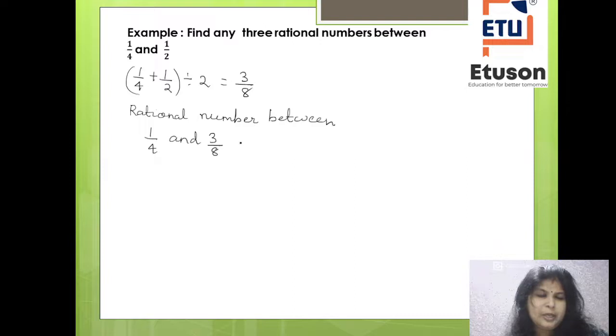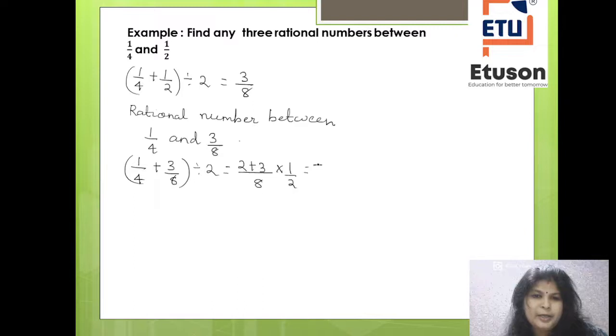So how am I going to do it? For that I will just add 1/4 plus 3/8 divided by 2. So what will be your answer? The denominator is 8 over here, so (2 plus 3) into 1/2. So the answer is 5/16. Correct or not? 5/16.